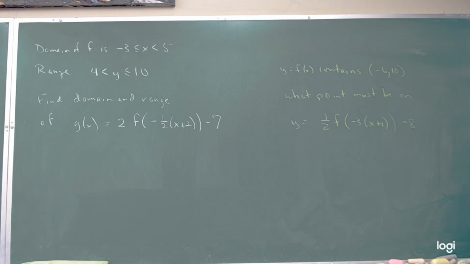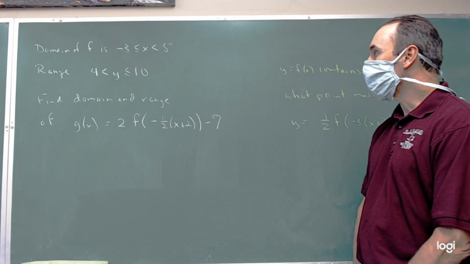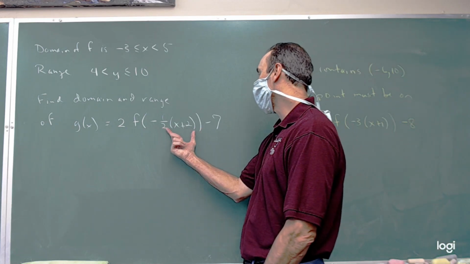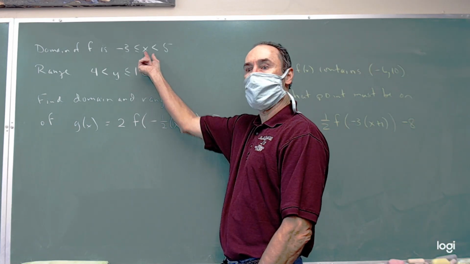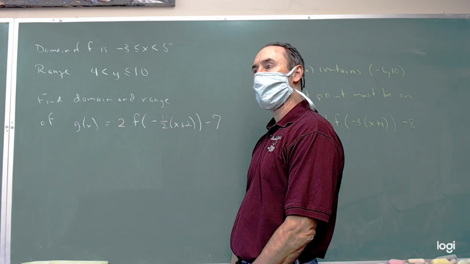What's our strategy going to be for finding the domain? Maybe we should start there. I set the inner part of f, so the negative 1/2 x plus 2, equal to negative 3. Good. And in fact, I think what you can do is just take all of this right here and plop it right where the x is, and then solve both ends together at the same time.